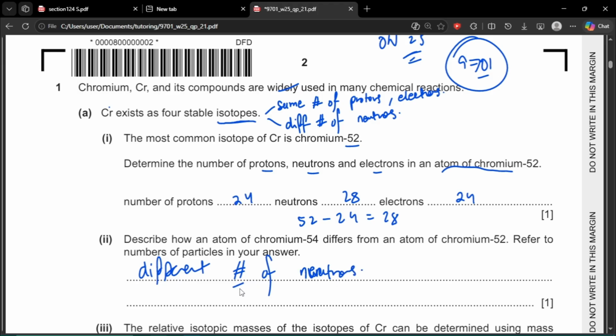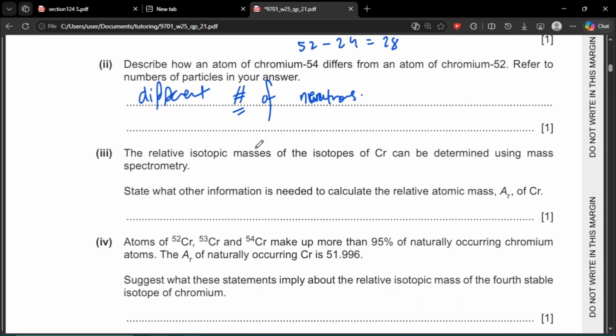Please don't write hashtag in your exam. Just write numbers. I'm just trying to save time.